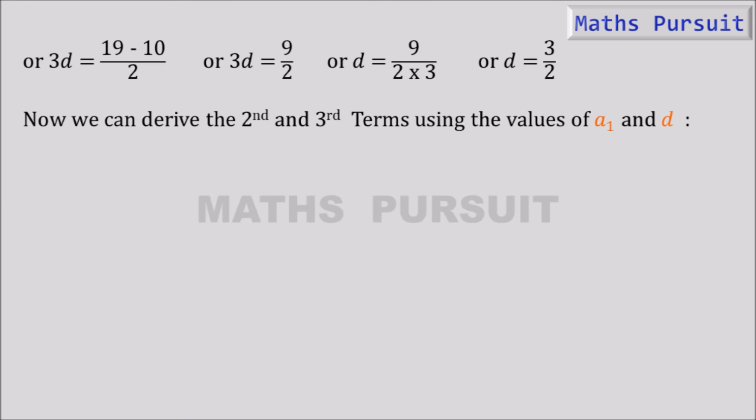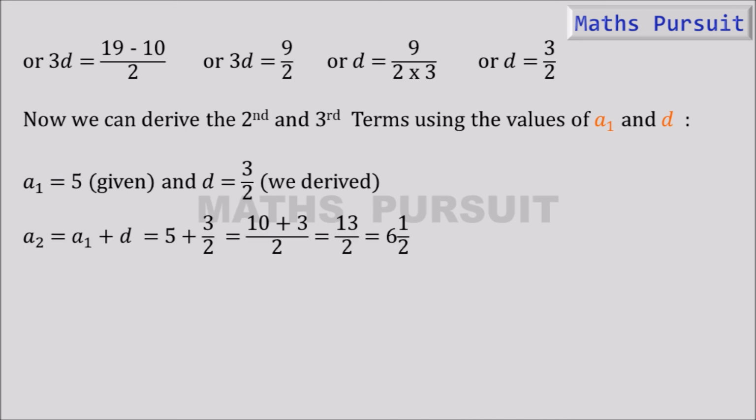Now we can derive the second and third terms using the values of A1 and D. Because we very well know the values of A1 and D. We know that A1 is 5 and D is 3 by 2, which we derived. So A1 is equal to 5 given and D is equal to 3 by 2, we just derived. A2 is equal to A1 plus D. Guys, we very well know in order to find out the next term, if we add the common difference to the current term, we will get the next term. That is what we are doing.